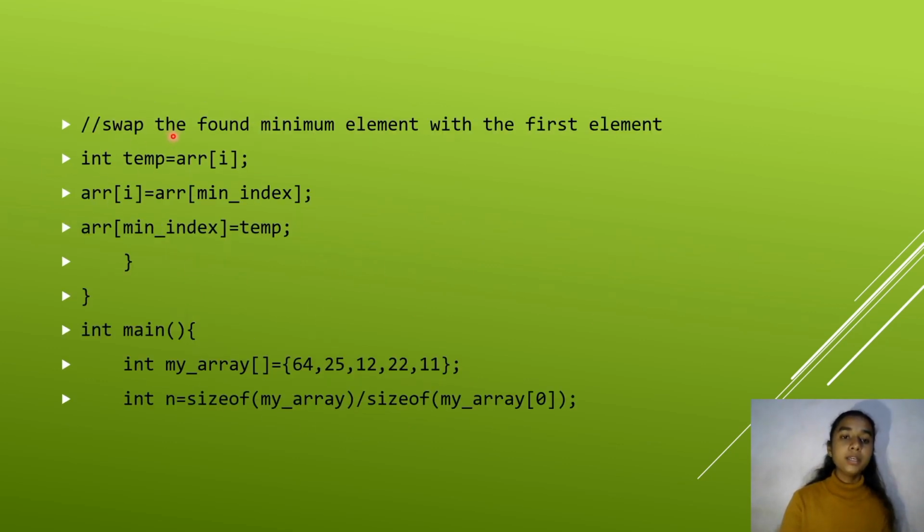For swapping the minimum element with the first left element, we are using int temp equals array of i, array of i equals array of min index, array of min index equals temp. Int main. Int my array equals 64, 25, 12, 22, 11. Int n equals size of my array divided by size of my array of 0. This is the index.